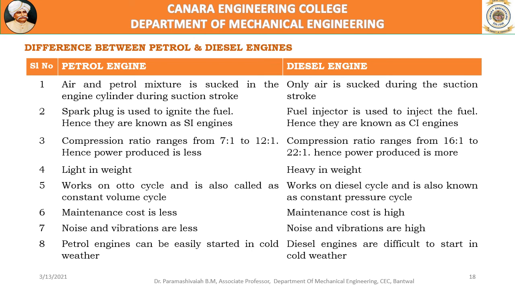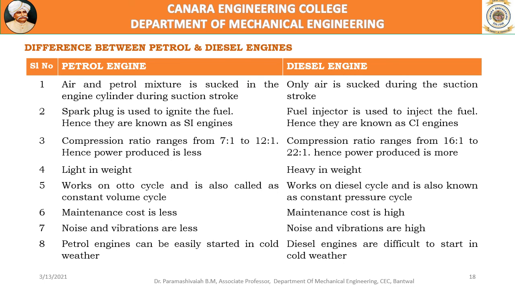For a petrol engine it ranges from 7 is to 1 to 12 is to 1, comparatively lower than the diesel engine. Because in a diesel engine the compression ratio varies from 16 is to 1 to 22 is to 1. Hence the power produced is more. Because of this, petrol engines are light in weight and diesel engines are heavy in weight.